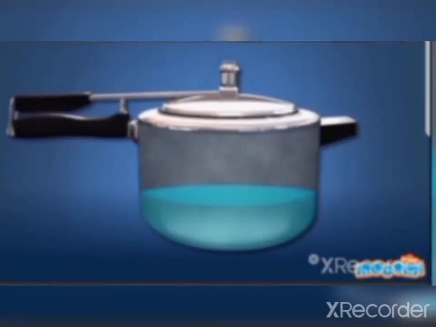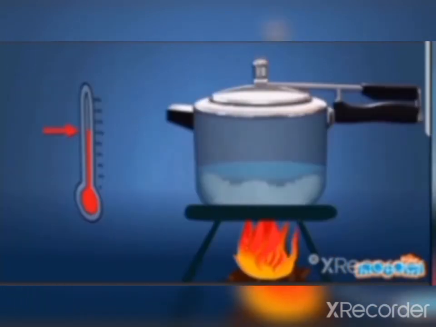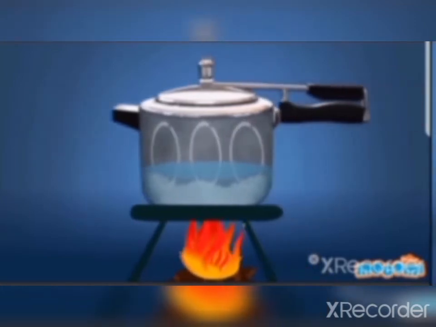Pressure cooker is equipped with a valve that controls the pressure inside the pot. These valves generally exert a pressure of 2 atmospheres. Therefore, the valve does not allow water vapors to escape until the pressure inside the pot reaches 2 atmospheres, because vapor pressure of water becomes 2 atmospheres when the temperature reaches 120 degrees centigrade. So, water boils at 120 degrees centigrade in pressure cooker.